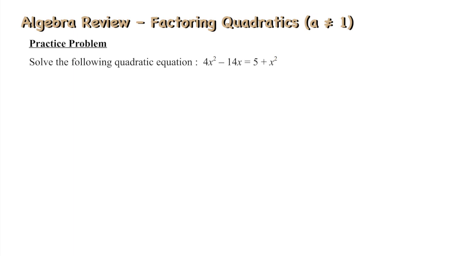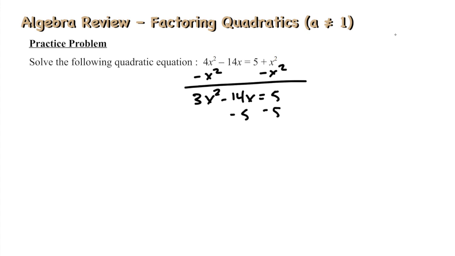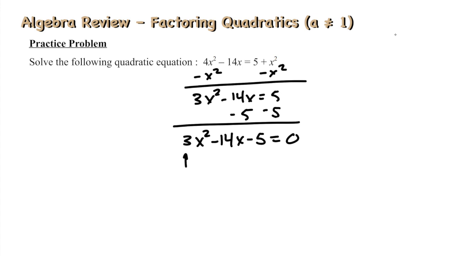Okay, so here's the problem. We want to get 0 on one side. I'm going to start by subtracting x squared from both sides. And now we're going to subtract 5 from both sides. Because 5 is not a like term with anything, we now have 3 terms, and the equation is equal to 0. Our a value is 3, our b value is negative 14, and our c value is negative 5.